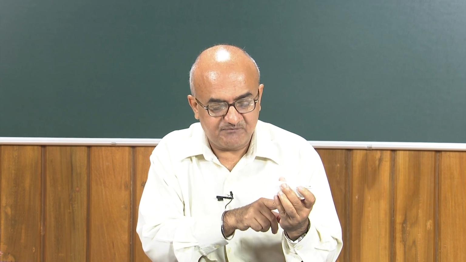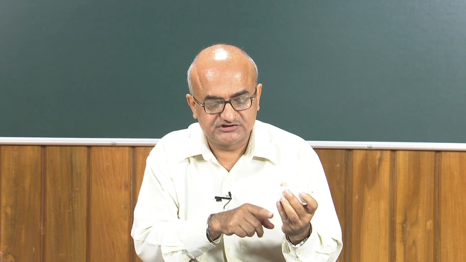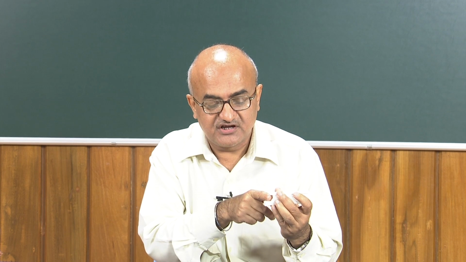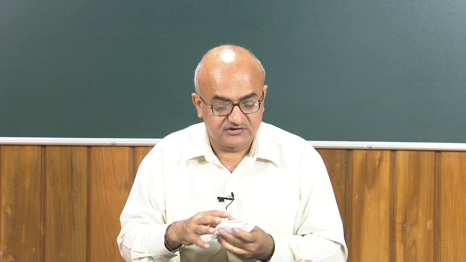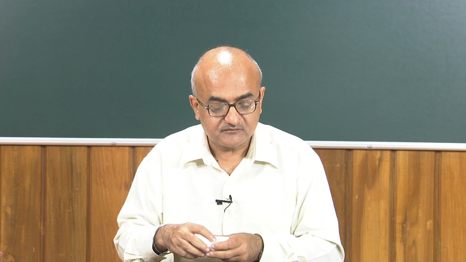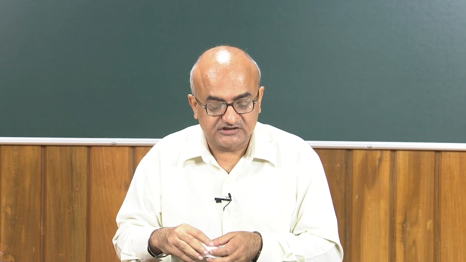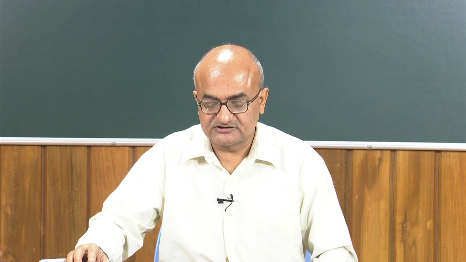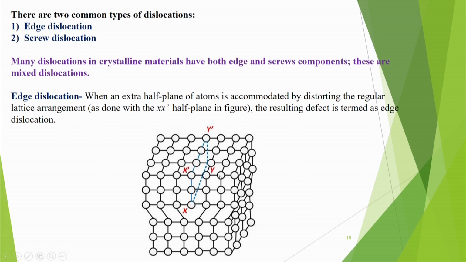So the upper region of the crystal over the slip plane has slipped relative to the bottom portion. Line CD between the slipped and unslipped portion is the dislocation. So this may be called a dislocation. The magnitude and the direction of slip produced by a dislocation is the Burgers vector B of the dislocation. So we obtain the Burgers vector, and here there are two common types of dislocations.